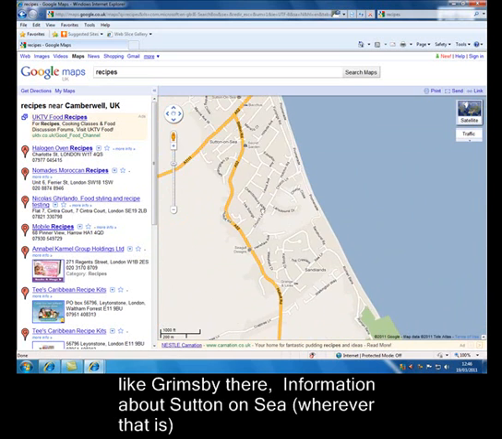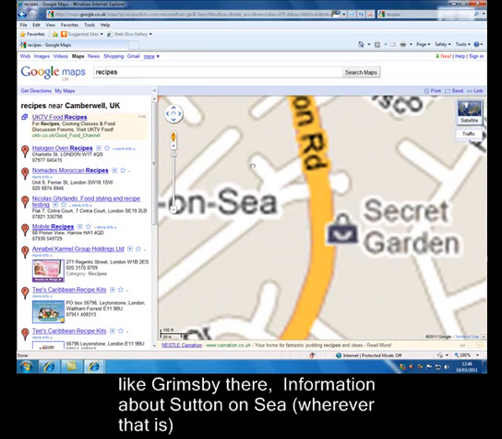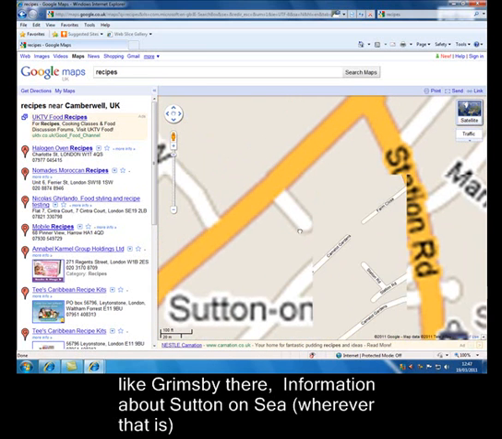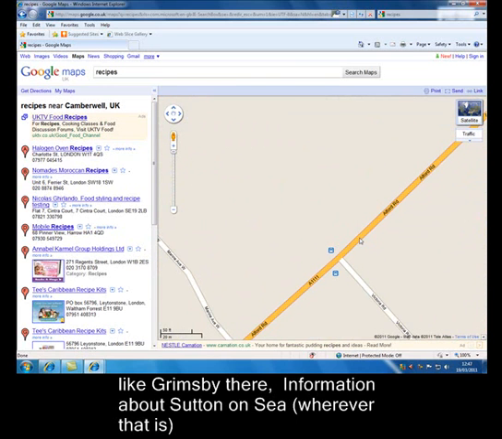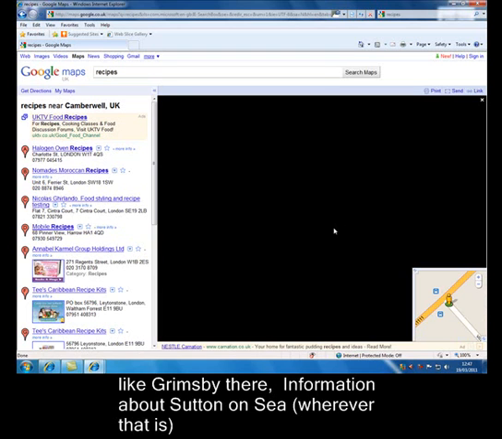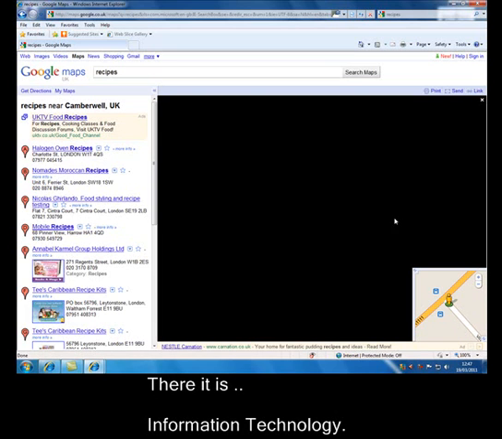Look, you see we're here. We can actually zoom in. I haven't got Flash Player on yet, so I can't go down to Street View, I don't think. Or maybe I can. No, I can't. But there we go. That's information technology. I'm going to keep it short.